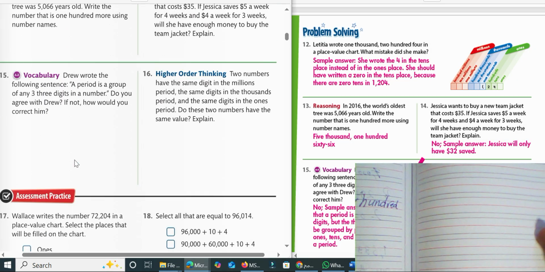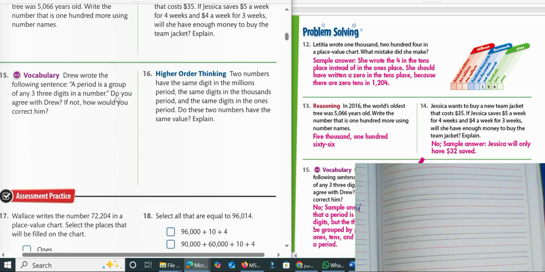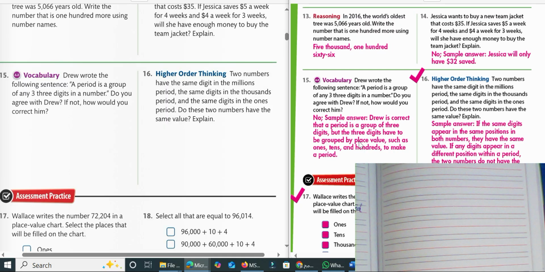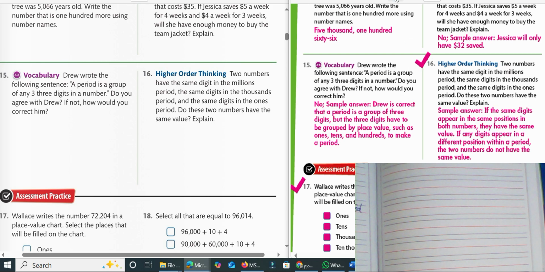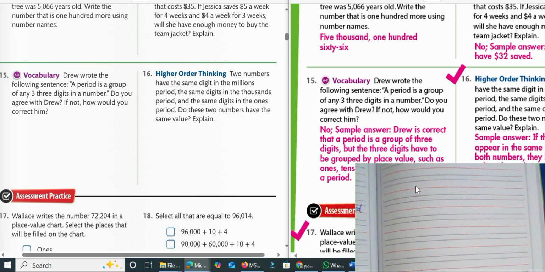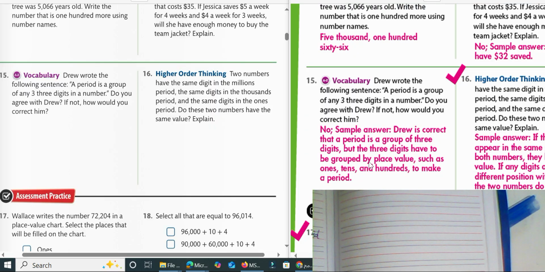Drew wrote the following sentence: a period is a group of any 3 digits in a number. Do you agree with Drew? If not, how would you correct him? To find the answer to this question, we can write no. The simple answer here: Drew is correct, that a period is a group of 3 digits. The 3 digits have been grouped by place value, such as ones, tens, and hundreds, to make a period.